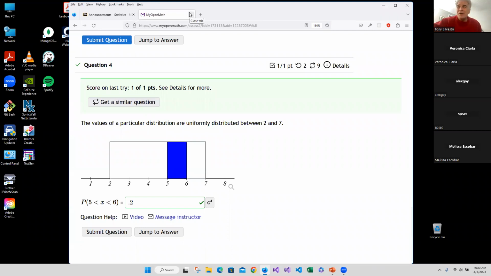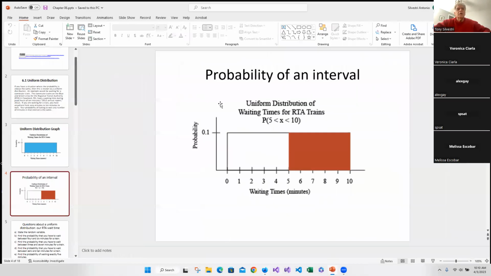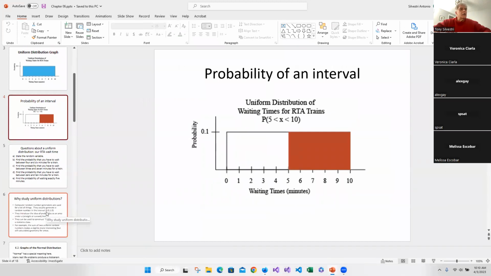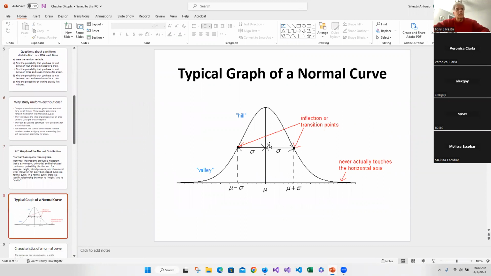Now, things are going to get a little more complicated, especially when we start talking about normal distributions. Let's take a look at the graph of the normal distribution right over here. This looks complicated, but it really isn't. It's really something that is common sense.